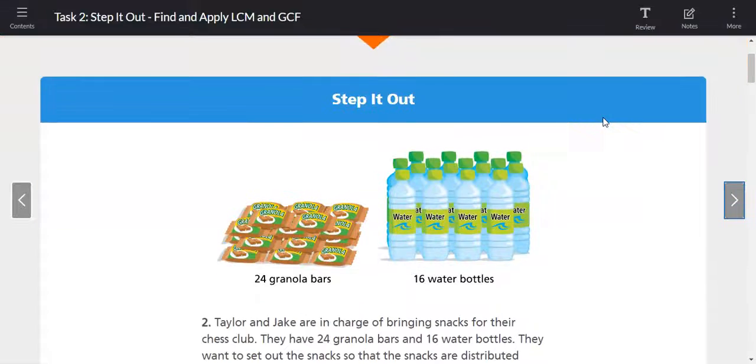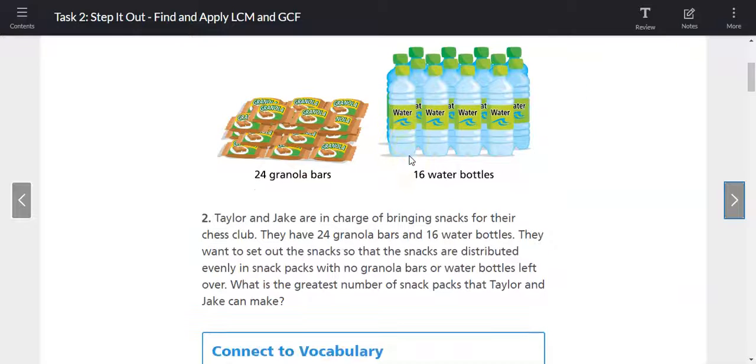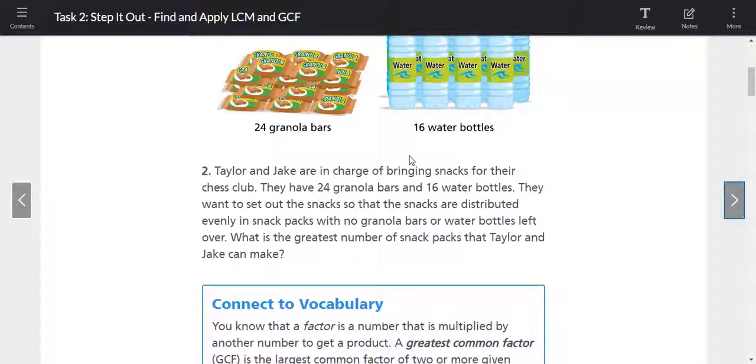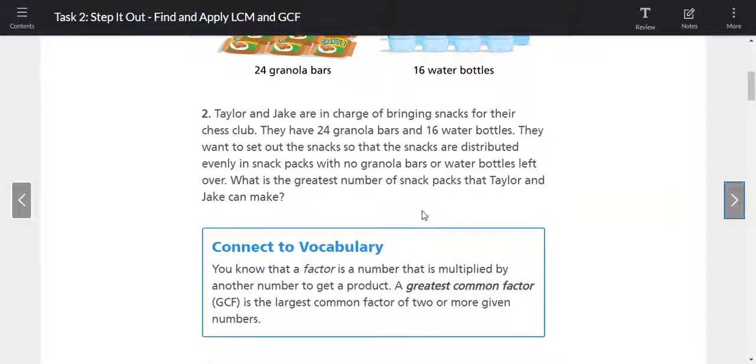Okay, we're on Step It Out. So we have 24 granola bars and 16 water bottles. Taylor and Jake are in charge of bringing snacks for their chess club. They have 24 granola bars and 16 water bottles. They want to set out the snacks so that the snacks are distributed evenly in snack packs with no granola bars or water bottles left over. What is the greatest number of snack packs that Taylor and Jake can make?